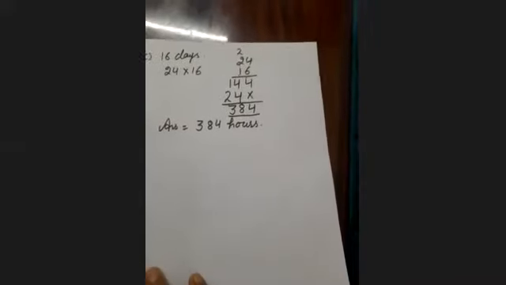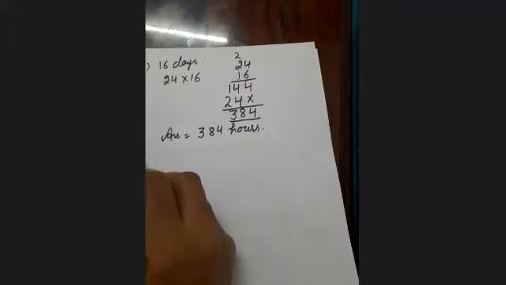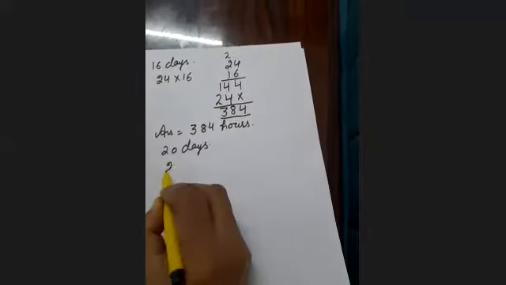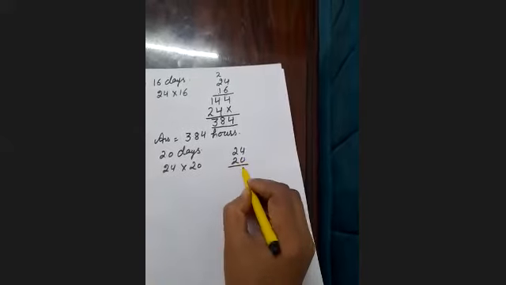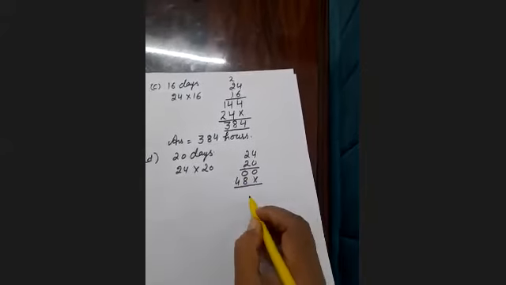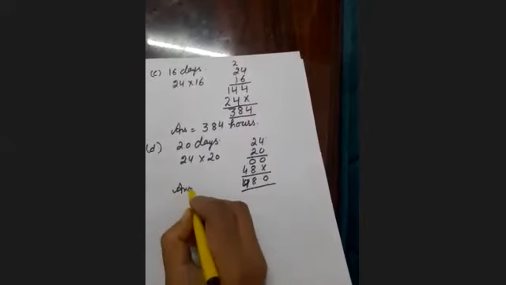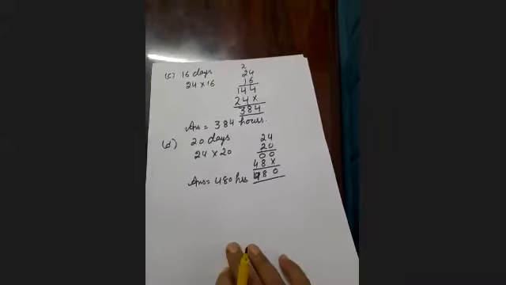Next is part D, 20 days. We'll multiply 24 by 20. 24 multiplied by 20. 0, 0. 2 4s are 8. So we have 480 hours. Clear, students?